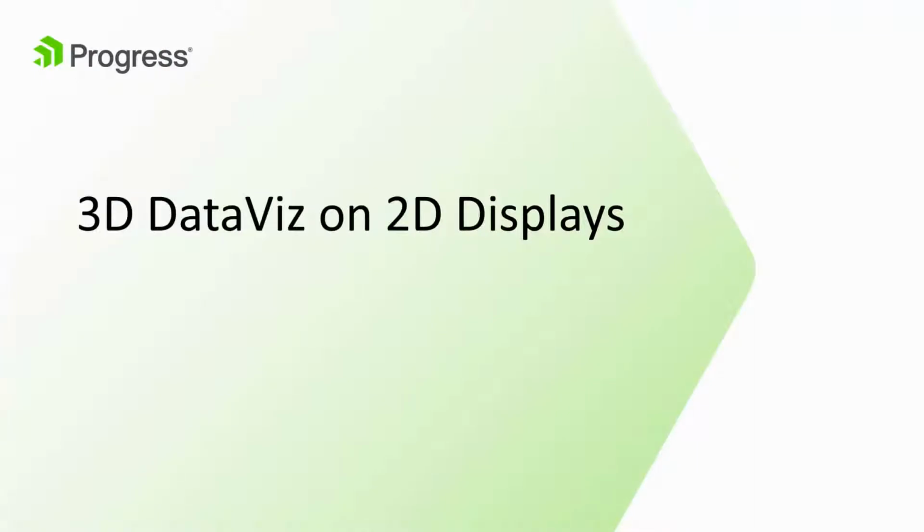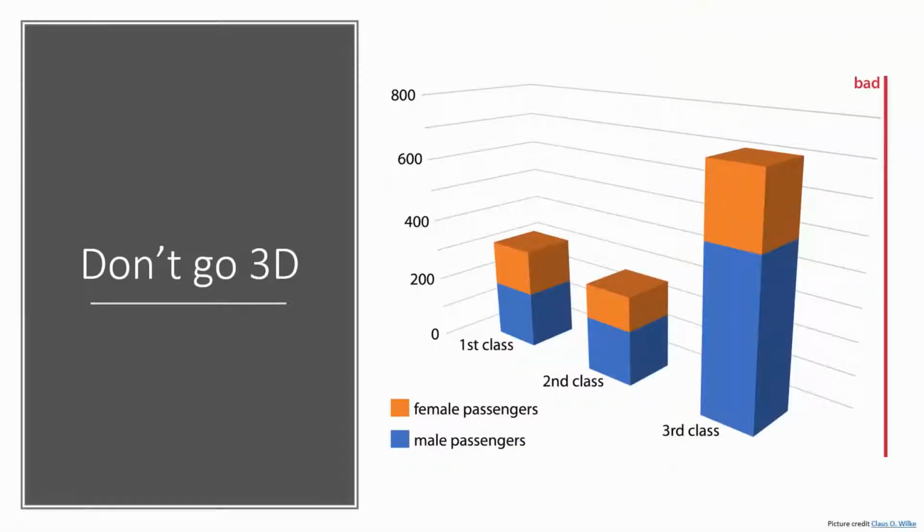And now, this specific aspect that I mentioned about doing 3D plots on 2D displays. "Don't go 3D" is the name of a whole chapter of Professor Klaus O. Wilke, who created a very solid data viz book called The Fundamentals of Data Visualization. And that's the name of the whole chapter. Actually, Professor Wilke demonstrates that doing 3D plots on 2D displays is most often a bad thing to do.